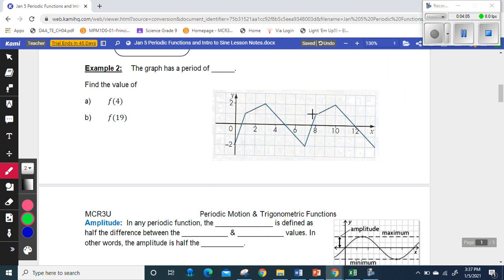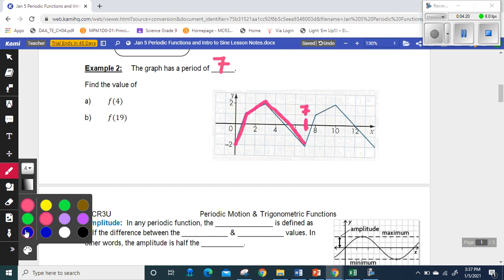Here I have another one. This one's a nice, simple little pattern. It goes up, over, down. How far does it last for? It lasts for 7. So it has a period of 7. And then, let's read the graph. That's what the rest of it's asking.